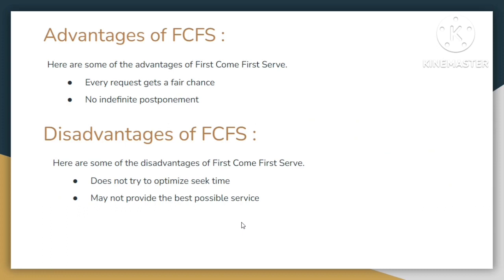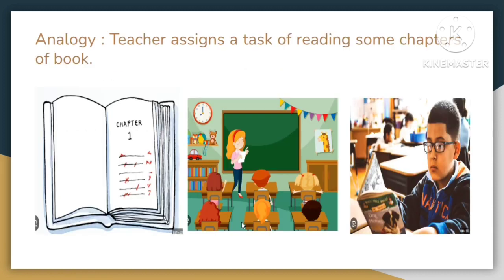Firstly, before coming to the advantages and the disadvantages of the FCFS, let us explain the disk scheduling algorithm. Not only FCFS, all the disk scheduling algorithms relate to an analogy. What is the analogy? For example, as a teacher, I assign a task of reading some chapters of a book. I am giving a task to the student to read some chapters of a book. The strategy that will be used by the student to read the chapters is very much related to the scheduling algorithm. As we discuss the FCFS, we can relate this example with the FCFS. Then we will explain this example with all the remaining algorithms.